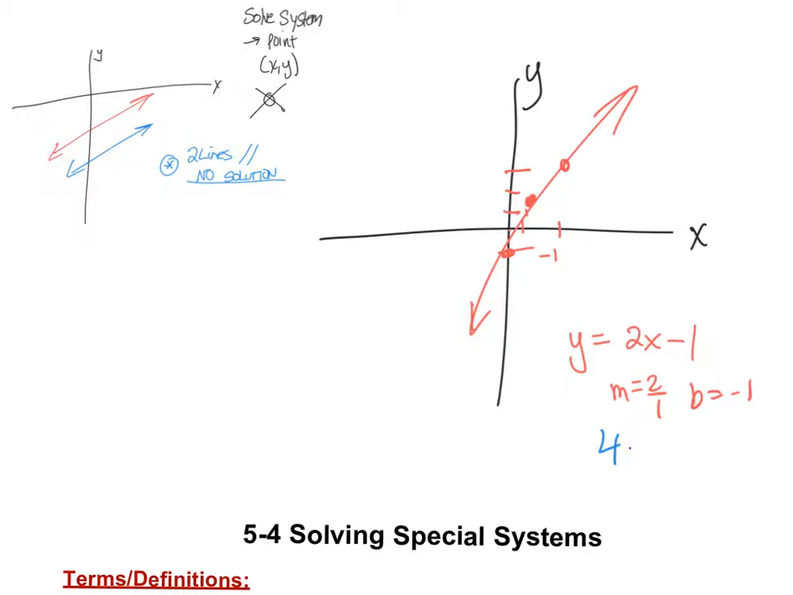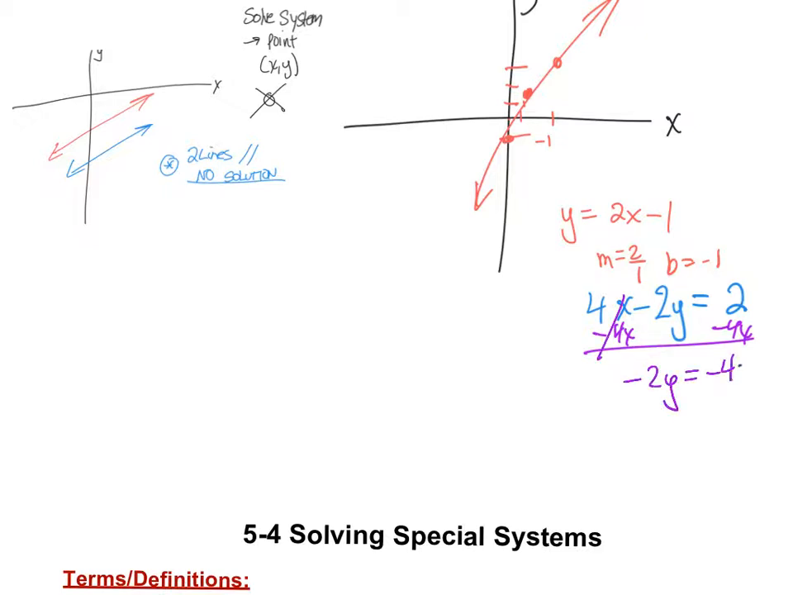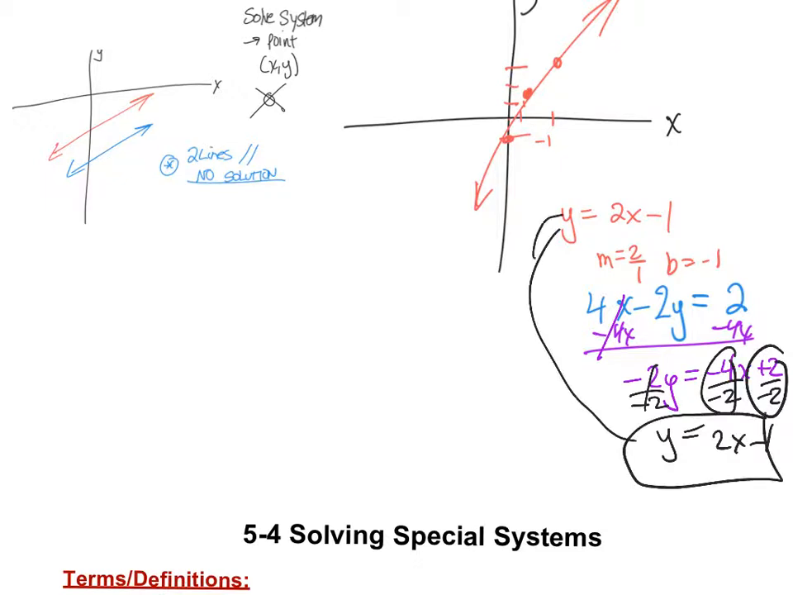And if I gave you another equation, such as 4x minus 2y is equal to 2. If I put this in slope-intercept form, I'm going to do this one quickly. You're going to subtract 4x. If I continue this, you get -2y is equal to -4x plus 2. Then you divide everything by -2. y equals 2x minus 1. You notice that the equations are the same.